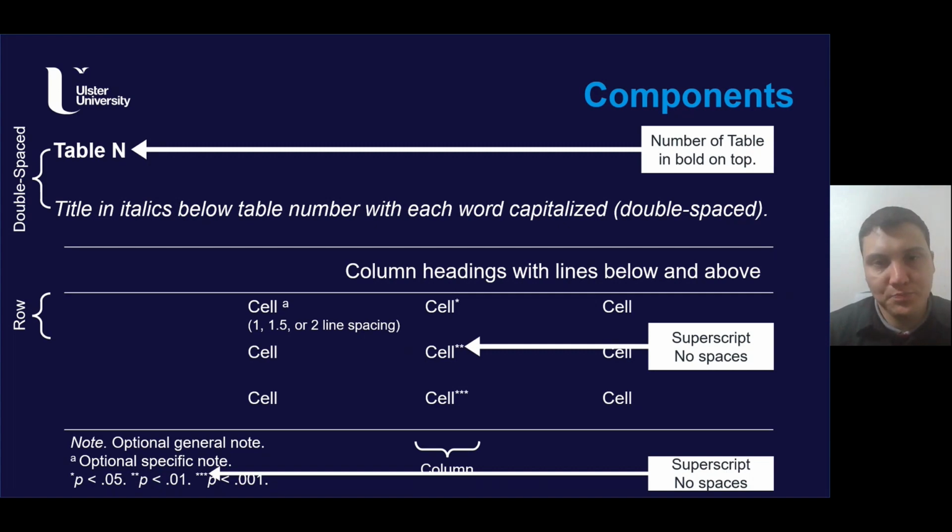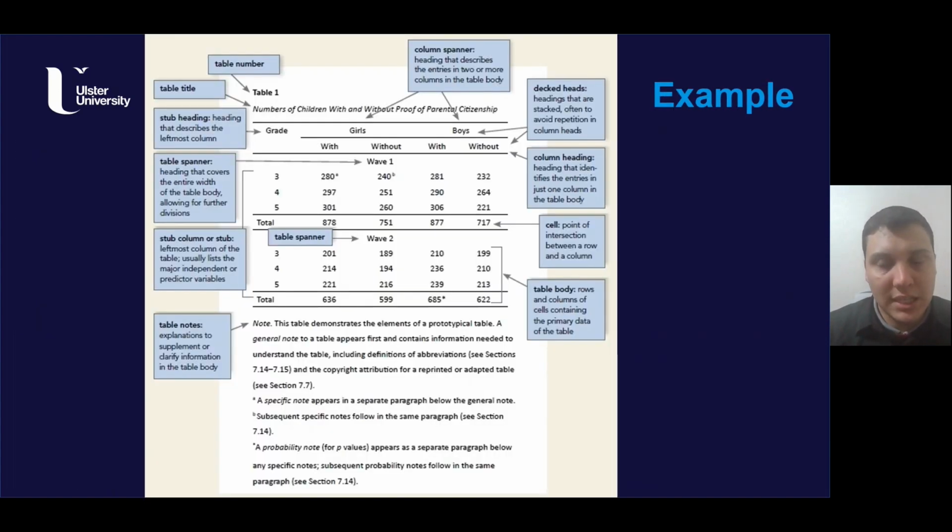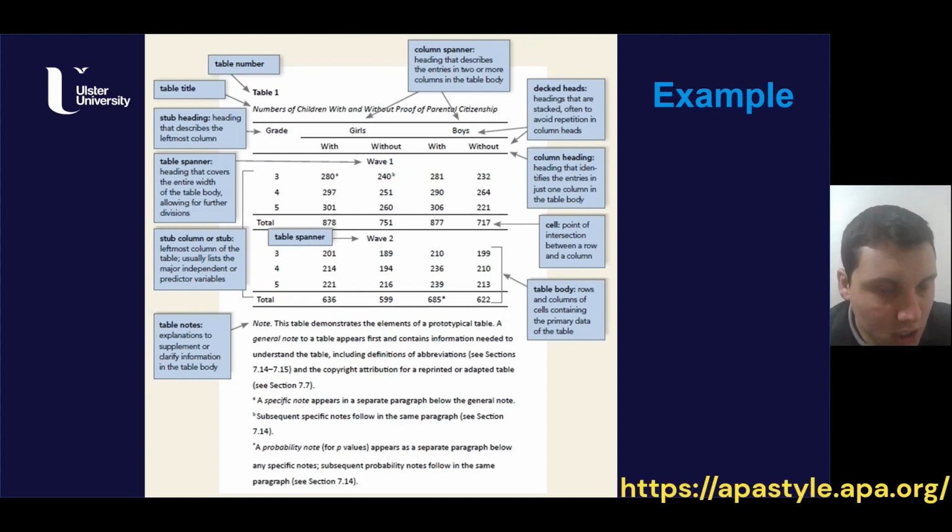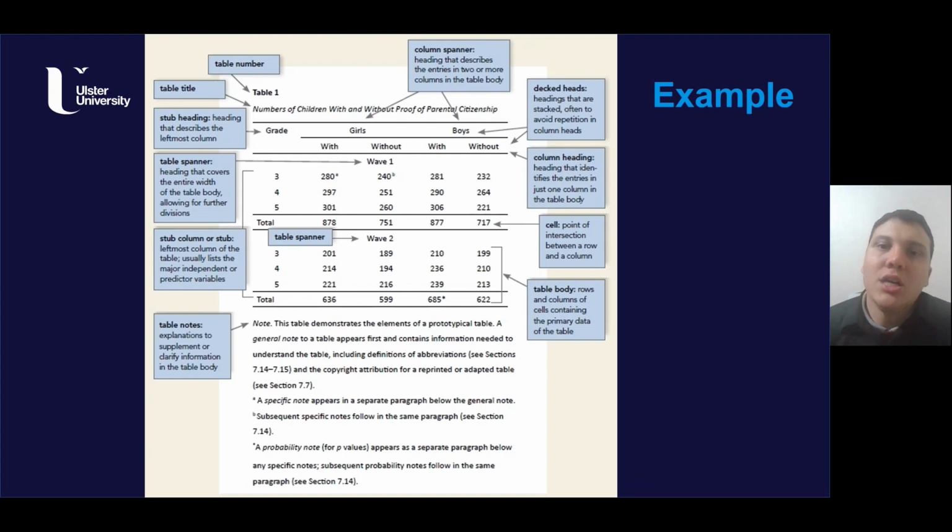But if your table is small enough and simple enough, you are encouraged to show the exact p-value. This is an example taken from the official APA style blog, apastyle.apa.org. I'm pretty sure that's the name of the blog. That's the official blog based on the Publication Manual of the American Psychological Association.